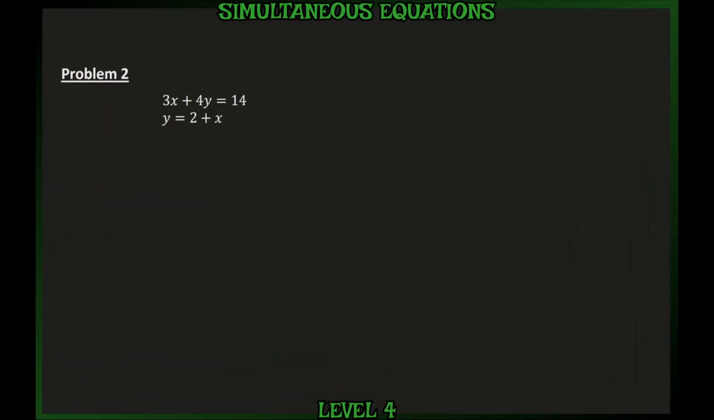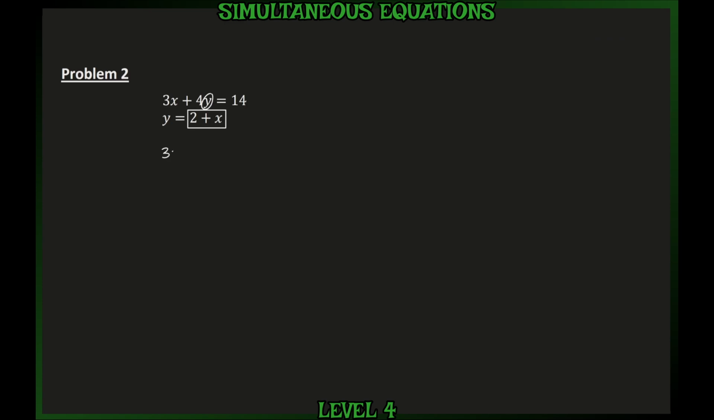In problem 2, we're solving 3x plus 4y equals 14 and y equals 2 plus x. Now again, since the second equation is written with y as a subject, the easiest way to solve this is by substitution. And so we're going to take the 2 plus x, which we know is equal to y, and substitute it for y in the top equation.